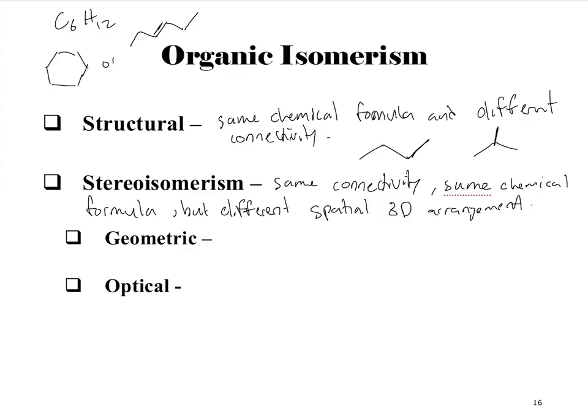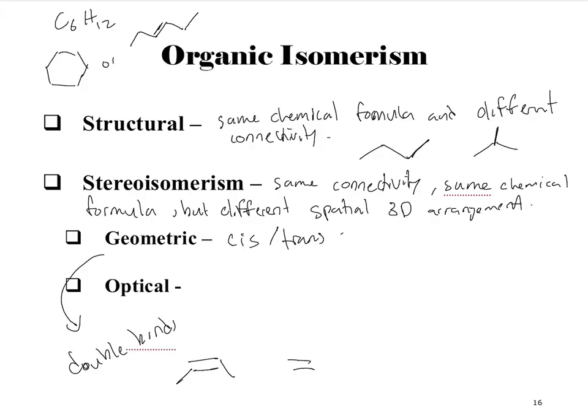So geometric isomers were the different spatial arrangements. Those are like cis and trans isomers. We use those for describing double bonds. So if we have something like this versus something like that, the groups go on opposite sides of the double bond. So this would be trans, and this is a cis isomer.